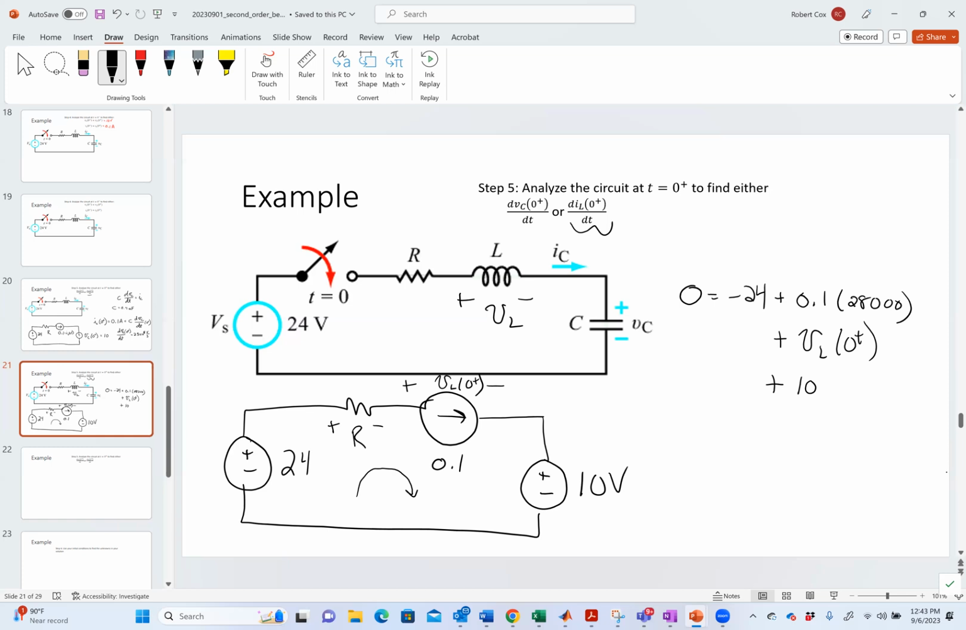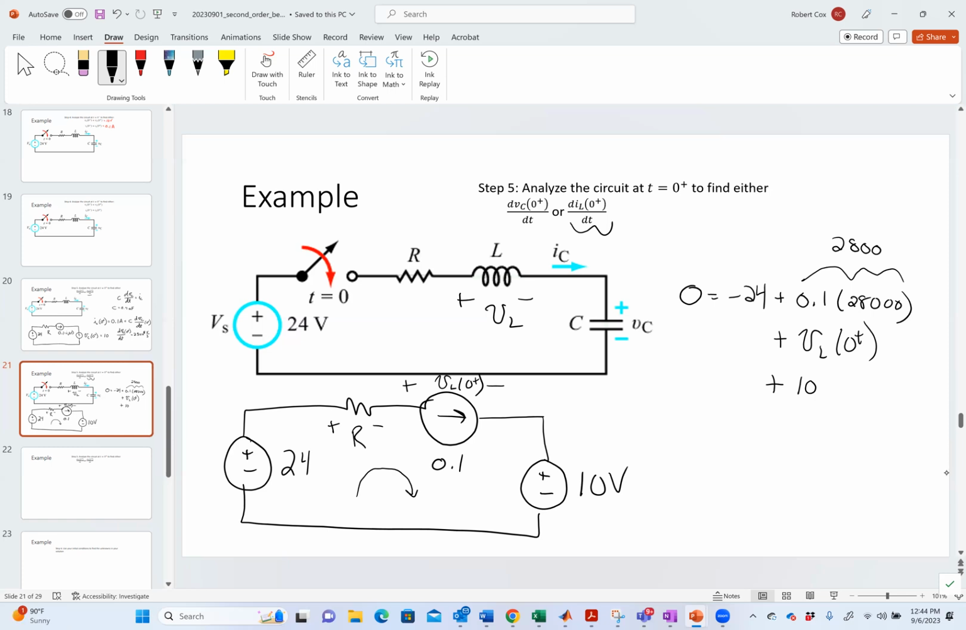So here's the tricky part. 0.1 times 28,000. That's the voltage across the resistor. What number is that? 2,800. That's a big number, isn't it? Especially because it suddenly appears across that resistor. I have almost 3,000 volts suddenly appearing across that resistor at t equal to 0. That is, in fact, what would happen in these sorts of circuits.